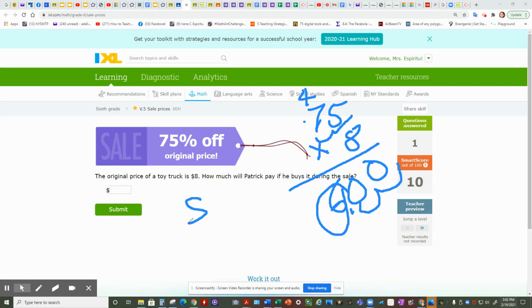So you subtract the amount of discount from the original price. That would be your sale price. 8 minus 6 is 2. So Patrick will just pay $2 after the discount.